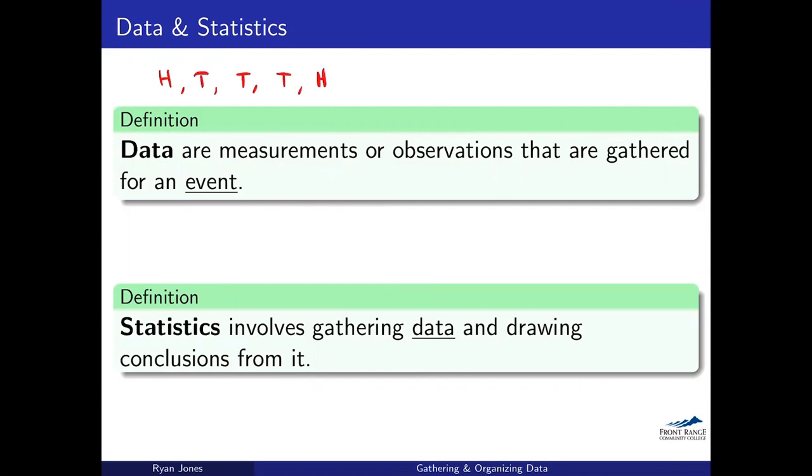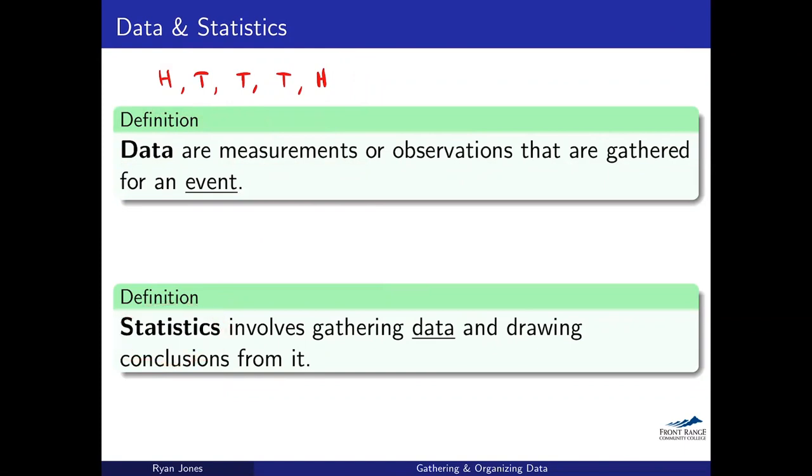So for this experiment that I'm doing, for this event of flipping a coin, if I do it multiple times, the results basically are data. And these are measurements, they're observations, they're things that I'm noting happening. So I flip a coin and I note whether I get heads or tails, and so that's my data for this experiment.